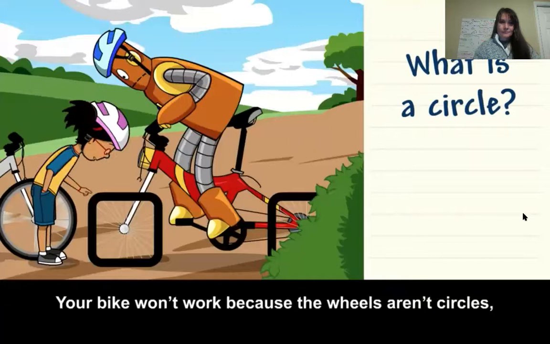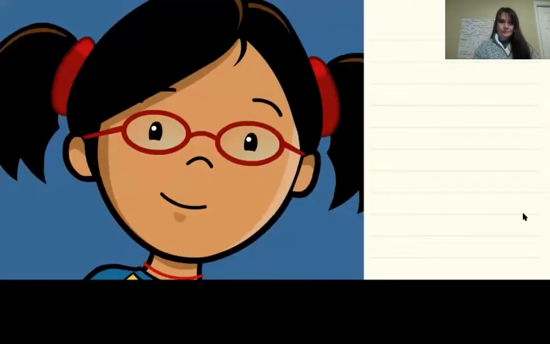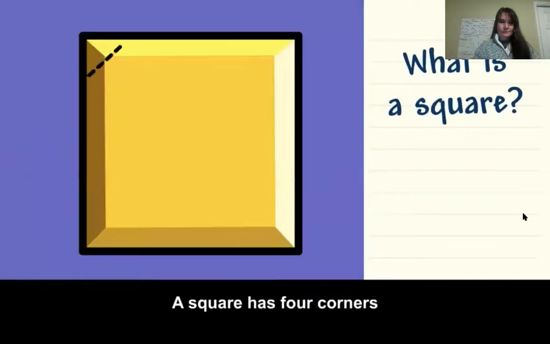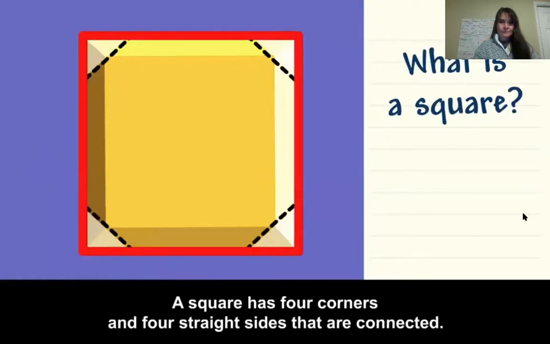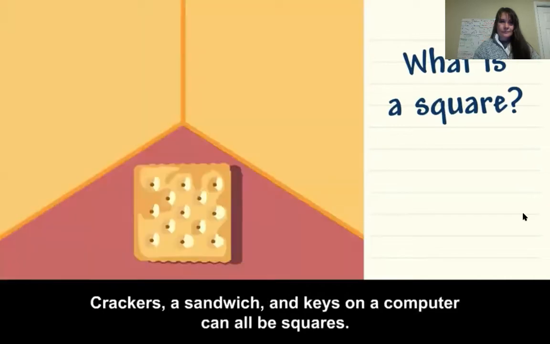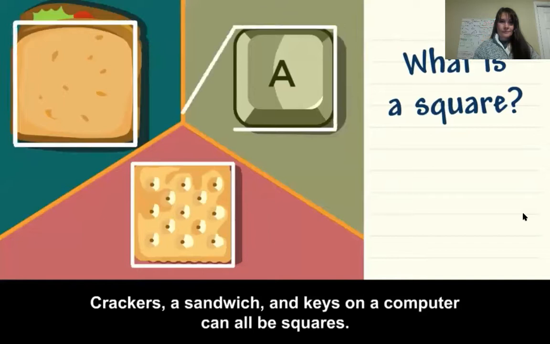Your bike won't work because the wheels aren't circles, they're squares. What is a square? A square has four corners, four straight sides that are connected. Each side is the same length. Crackers, a sandwich, and keys on a computer can all be squares.